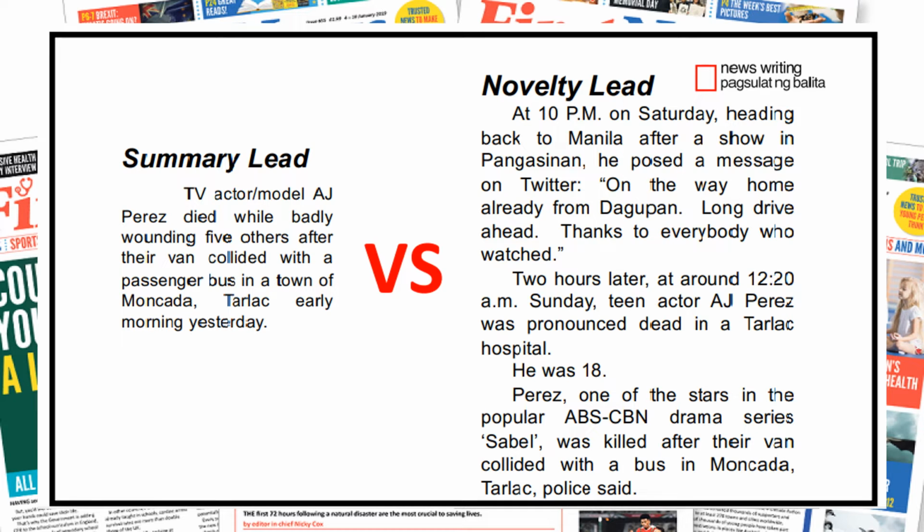Here's an example of a summary lead compared to the novelty lead. Summary lead, just the basic answering of the who, what, when, where, the 6 W's and 2 H's. TV actor model AJ Perez died while badly wounding five others after their van collided with a passenger bus in a town of Moncada, Tarlac early morning yesterday. So you just have the basics, just the basic information or data.